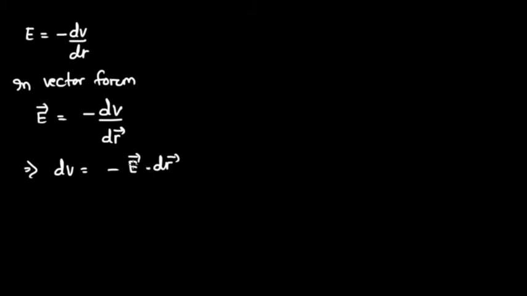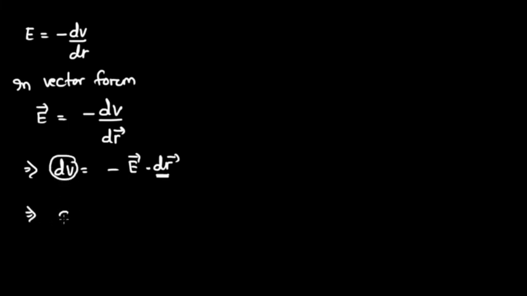Remember that vectors can be multiplied in two ways, as dot product or as cross product. But we cannot write E vector cross dr vector, because the result is potential difference and this is a scalar quantity. We know that the dot product of two vectors is a scalar quantity. So we must give the dot symbol here. So dV equal to minus E dot dr. It means when there is a small change in position, there is a small change in potential.